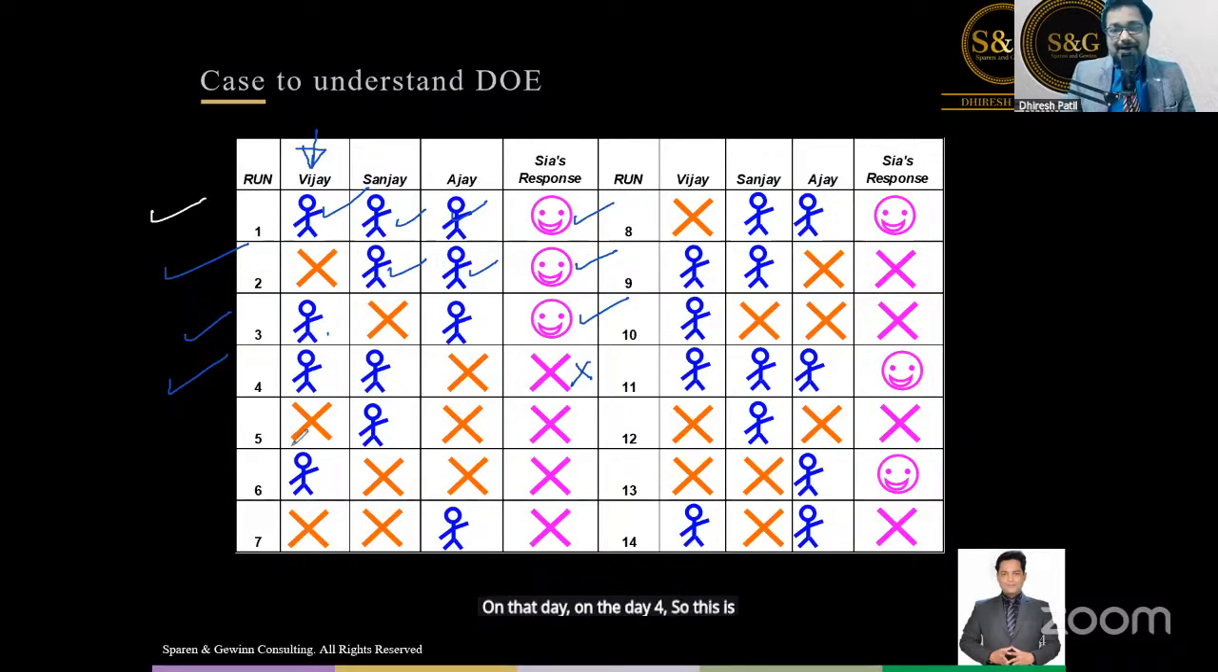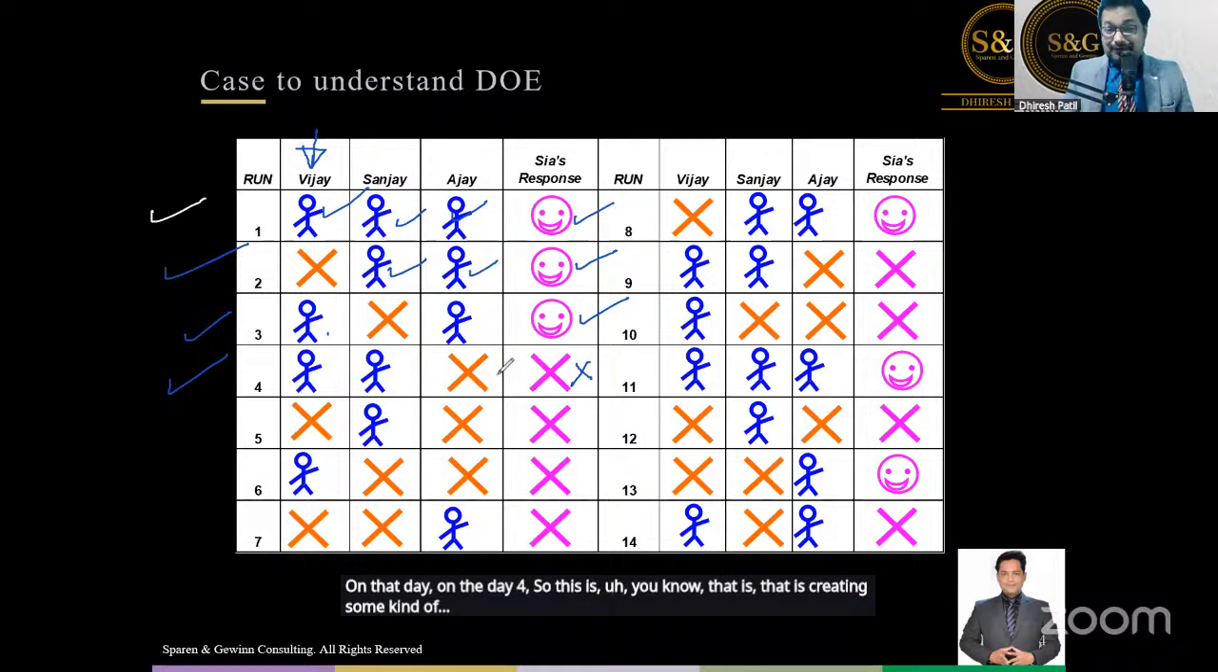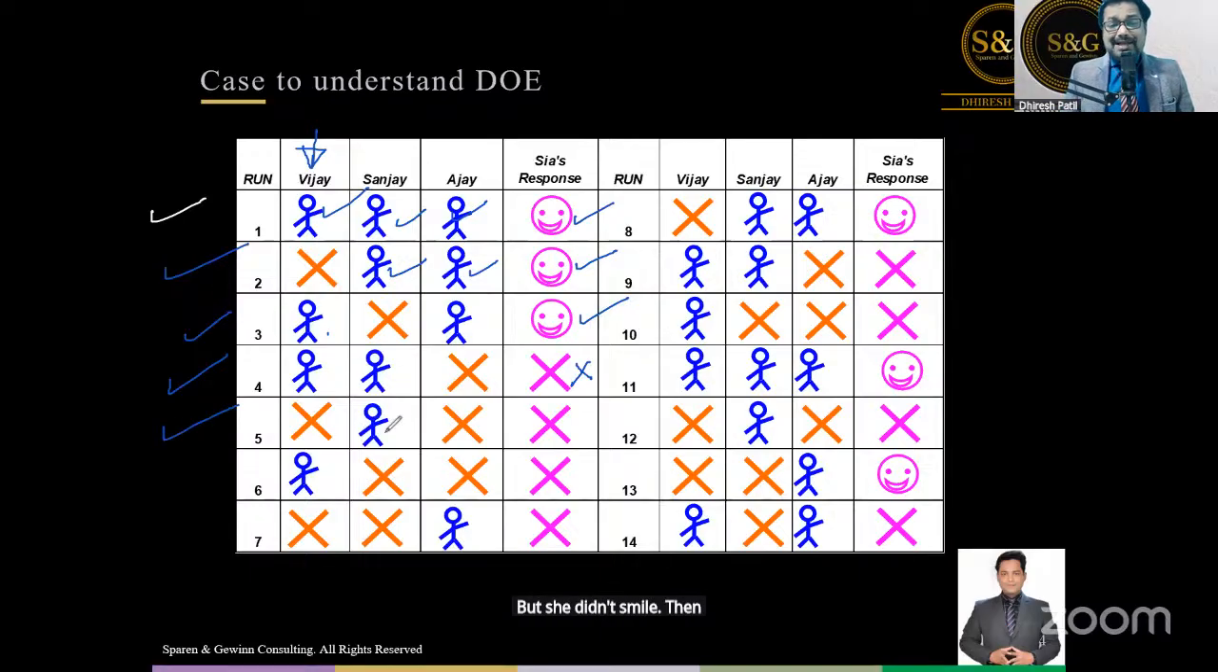This is the first time she didn't smile. Otherwise, she always comes in the gallery and smiles while going to the college, right? But this time she came, but she didn't smile. Then day five, only Sanjay went. Again, she didn't smile. Now this is something.